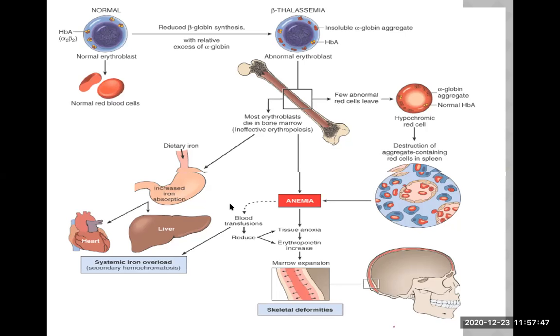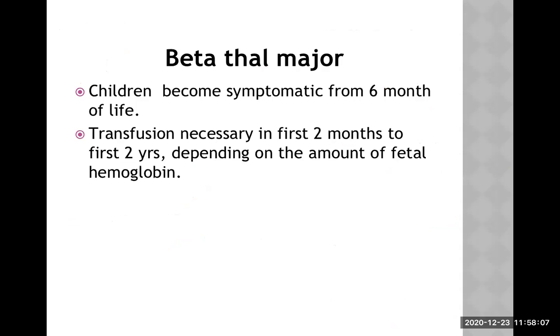So if your teacher asks what the causes of iron overload are, please mention these two things. Repeated blood transfusion is one of them, and second, excessive iron absorption from the GI tract. So all of these are different problems in thalassemia major. Now let's talk about some other parts like clinical feature, complication, and management.